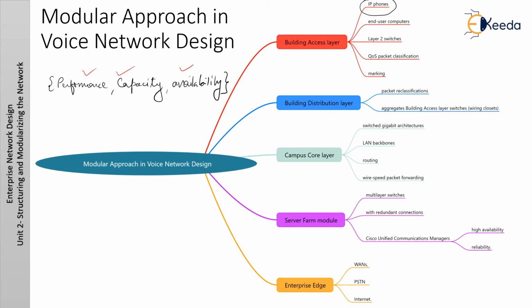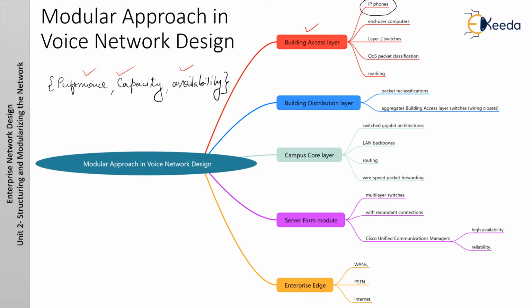For example, clients, that is IP phones, are located in the building access layer and the call processing manager is located in the server farm module. Therefore, all modules in the enterprise network are involved in voice processing and must be adequately considered. Voice affects the various modules of the network. These are the building access layer, building distribution layer, campus core layer, server farm module, and enterprise edge.